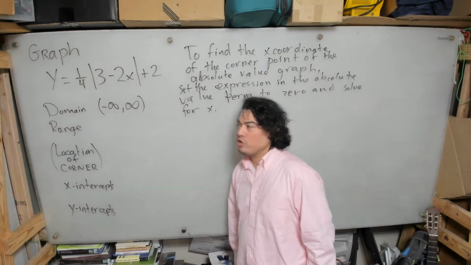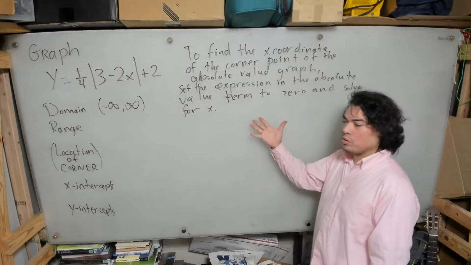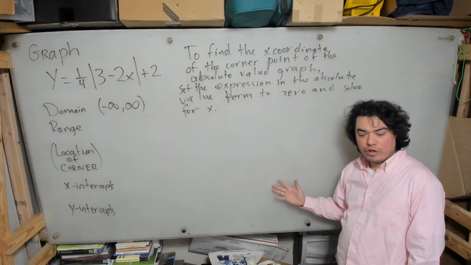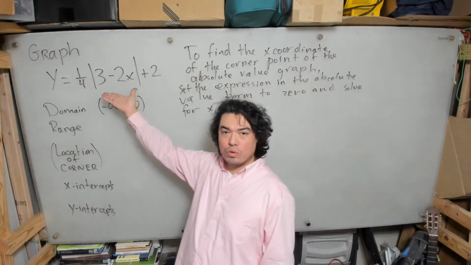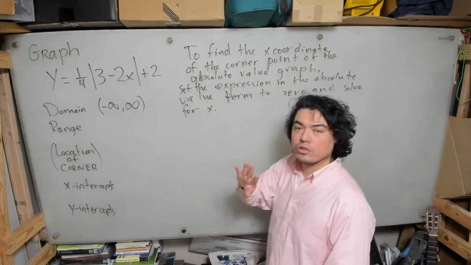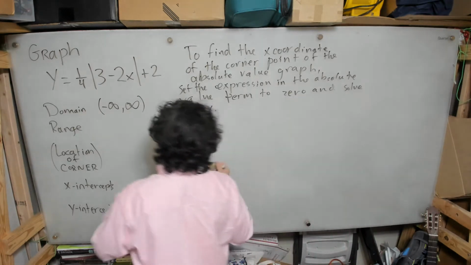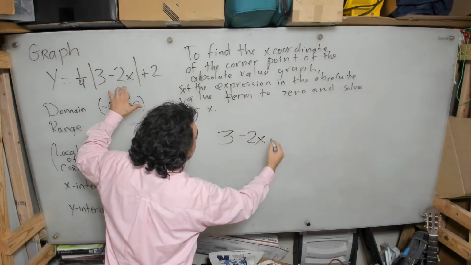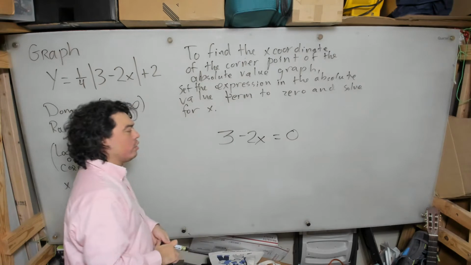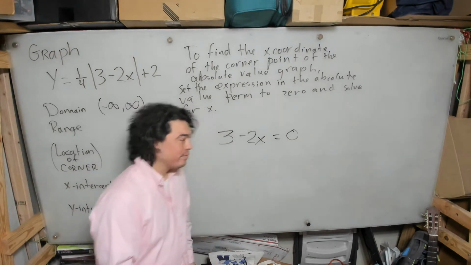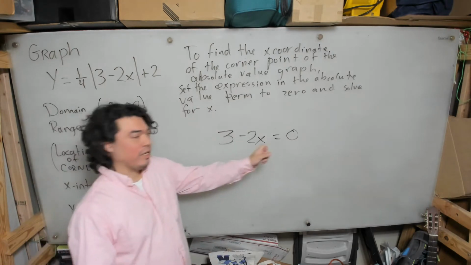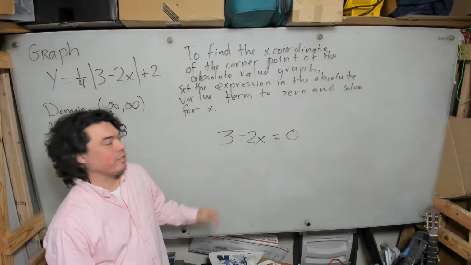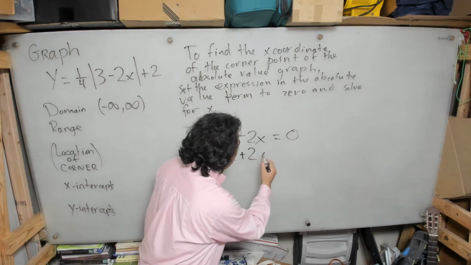And that's exactly what we're going to do here. We're going to use our tried and true technique, which is that if we set the inside of the absolute value term, in this case 3 minus 2x, equal to 0, it will give us the x coordinate that corresponds to the corner. Let's do that together. 3 minus 2x equal to 0. Now, I could do this one of two ways. One way is I could subtract 3 to the other side, then divide by negative 2. But it's easier if I just add the 2x to the other side.